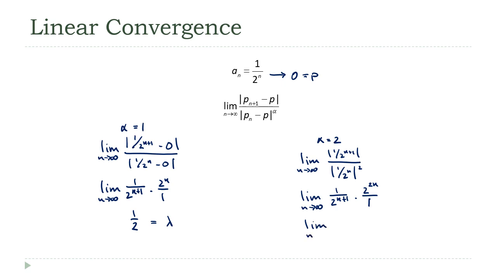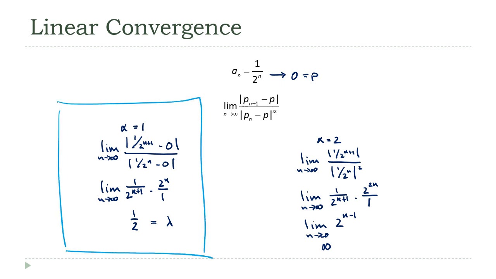This is the limit as n goes to infinity. Subtract the exponents. This is 2 to the n minus 1, which is infinity. That limit essentially doesn't exist, so it's certainly not finite, which is what we were looking for. So because we got a finite result when alpha equals 1, but not when it was equal to 2, this sequence is going to be linearly convergent.